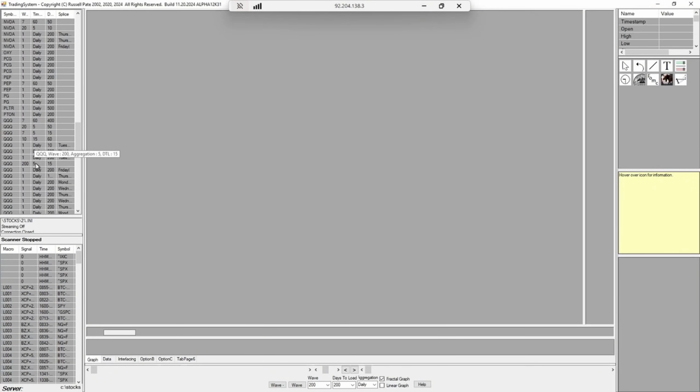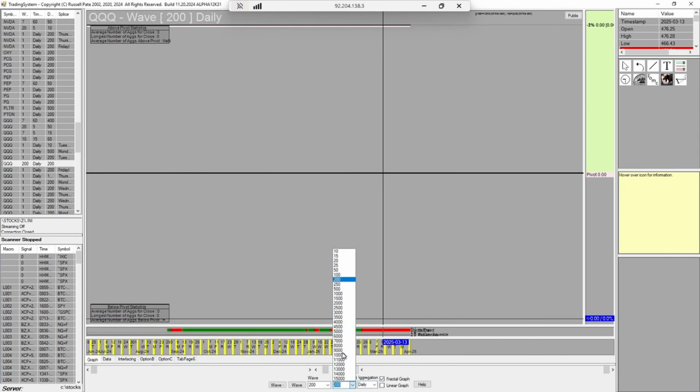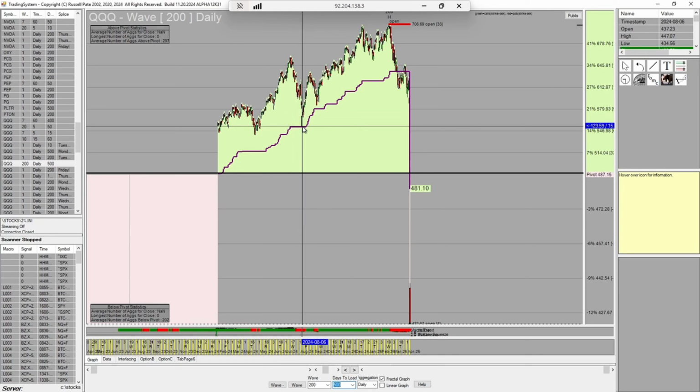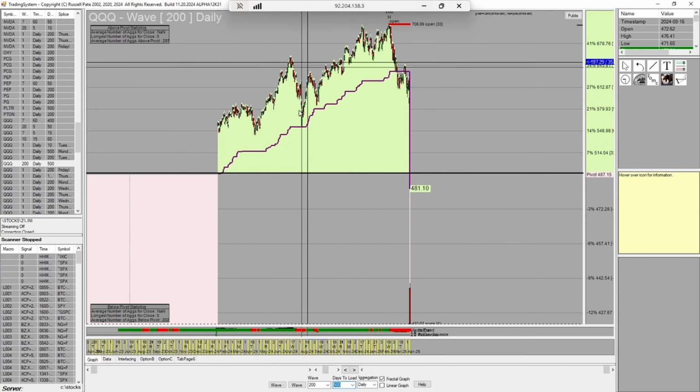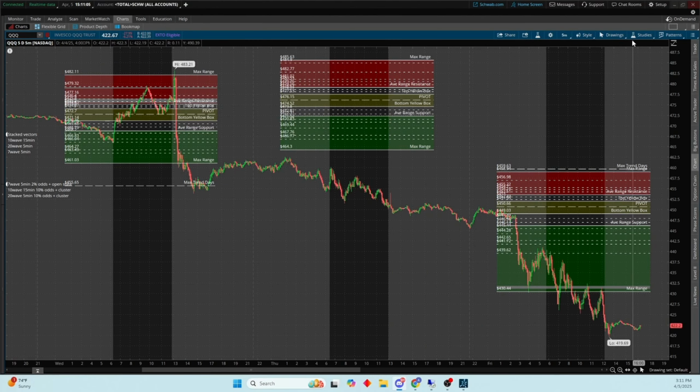Okay, back to what I was just showing on the 200 daily. So right here, you can see our vector price, I think it was about 422.3, give or take. And this was on August 5th. So if we go back to that real quick on the chart.